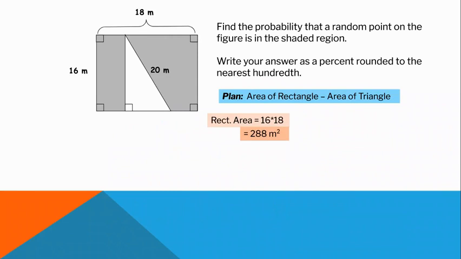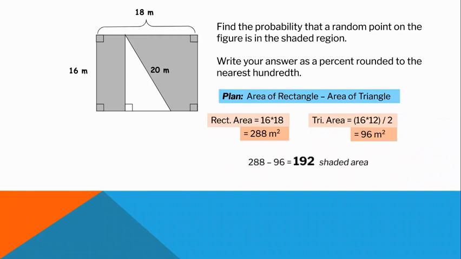Now let's talk about the triangle. The triangle is 16 times 12 divided by 2. First of all, where'd the 16 come from? That's the height of the triangle. How did we get 12 for this base? I'm thinking we did the Pythagorean theorem because I know the hypotenuse is 20 and one of the legs is 16. So 16 squared plus b squared equals 20 squared. That's how we got 12. So the area of the triangle is 96. So the shaded region is 288 minus 96, which is 192.